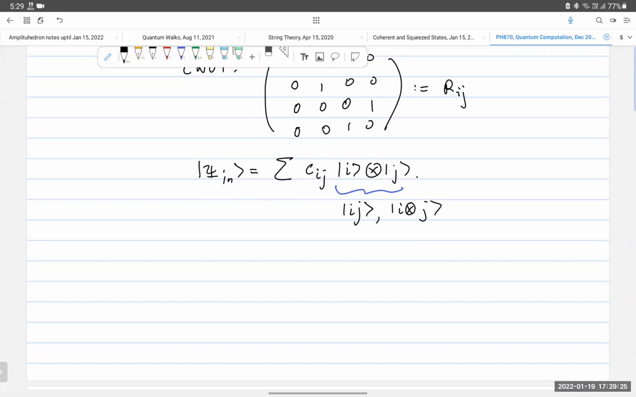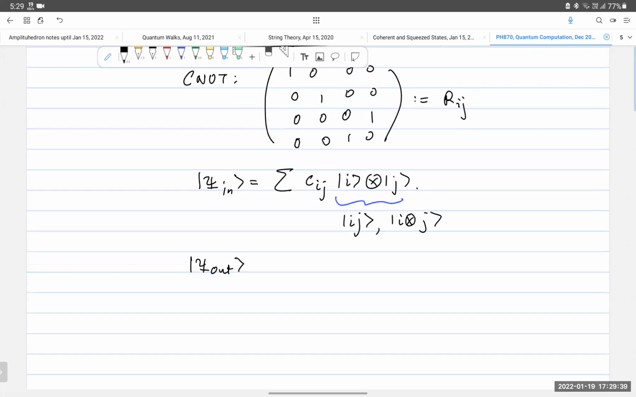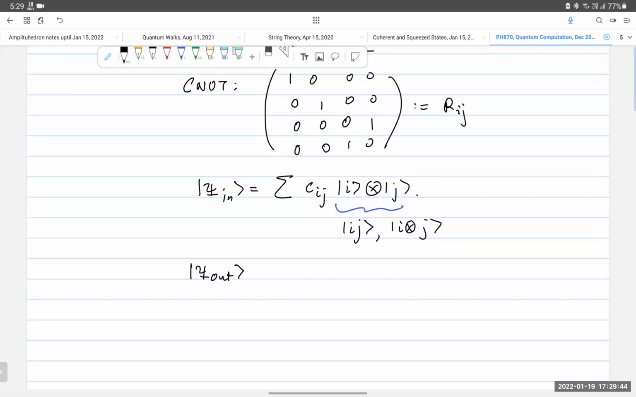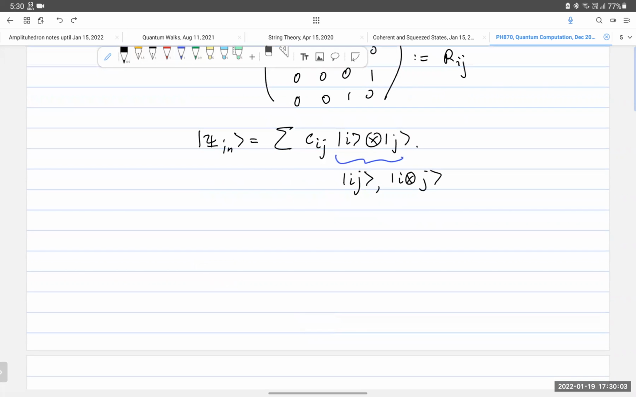So how can I write down psi out, which is what I get after I act on psi in with this Rij gate? So let's see. We should actually think of this CNOT gate. So let me again introduce some more notation.